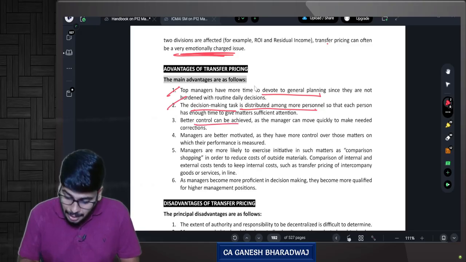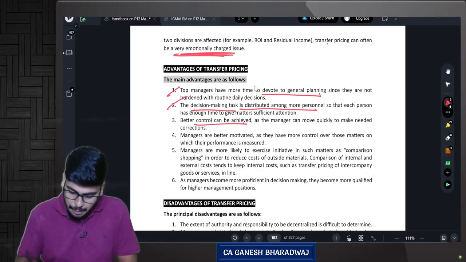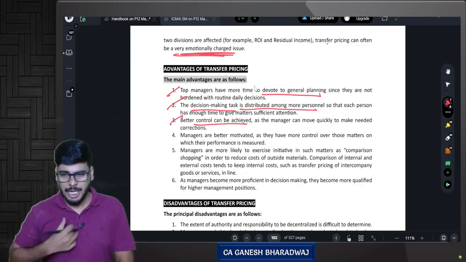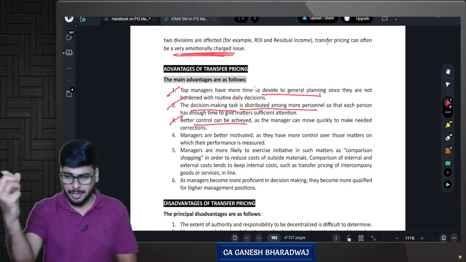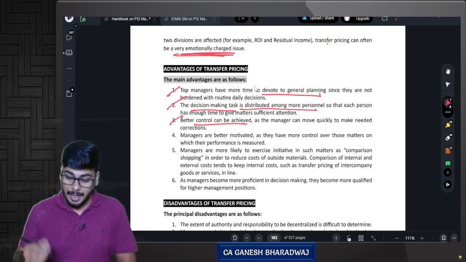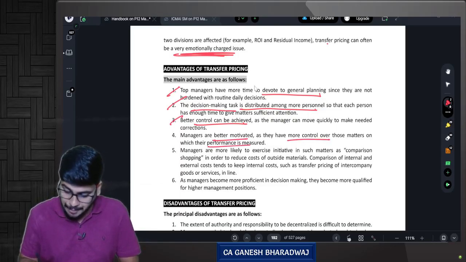Next, better control can be achieved. Yes, we know why it is, as the manager can move quickly to make the needed correction. Why? He has the power. He need not wait for the head office to give instruction. Branch level or division level, the powers are given. They can take quick decisions. Next, managers are better motivated as they have more control over those matters on which the performance is measured.